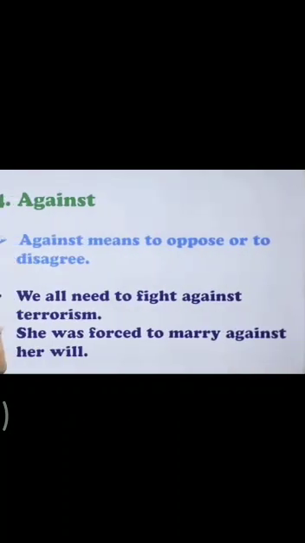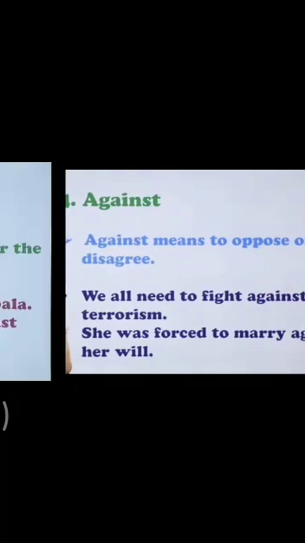Then comes against. Against means to oppose or to disagree. We all need to fight against terrorism. She was forced to marry against her will. So against always means to oppose. Sometimes we use against for telling position also. For example, he is leaning against the wall.